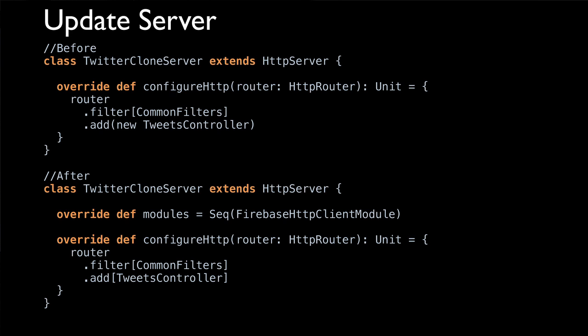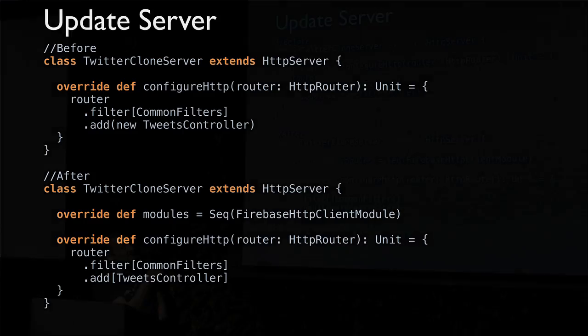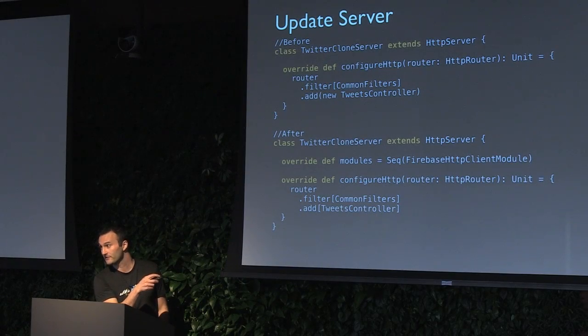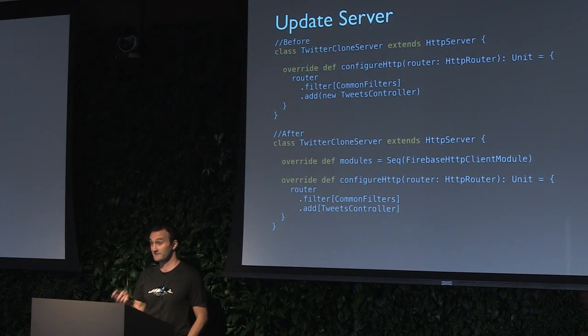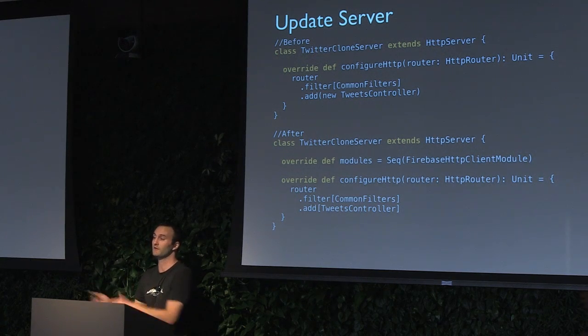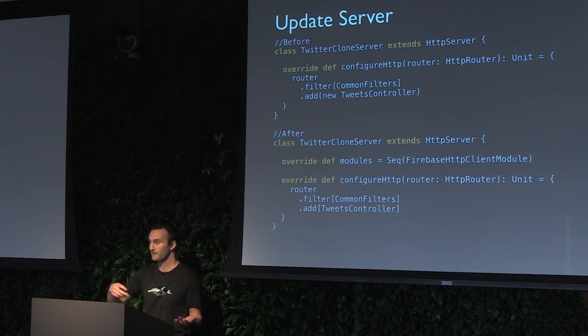We'll then update our server. At the top of the screen, you could see the server before, where we manually created our controller and passed it into the router. And on the bottom of the screen, you'll see we now pass in the controller by type. And this signals to Finatra, you create it, and if there are @inject annotations on it, also take care to create those classes and pass them in.